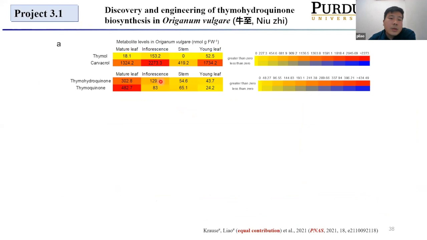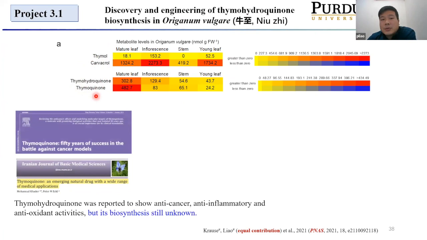Once they gave us some samples from different tissues of this plant, like this is also a mint plant, or Chinese medicinal plant. In Chinese we call it Liu Zi. This is Oregano vulgare. When I analyzed the metabolic profiling from these four tissues, I found several interesting compounds, including thymol, carvacrol, thymohydroquinone, and thymoquinone. And they show different levels in different tissues.